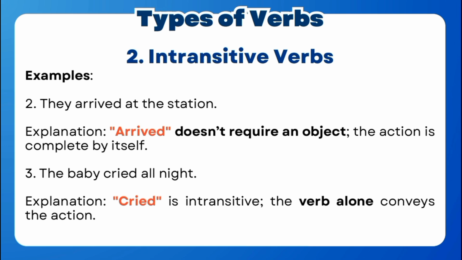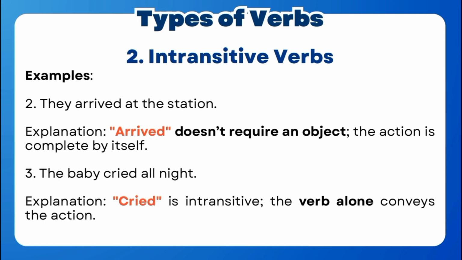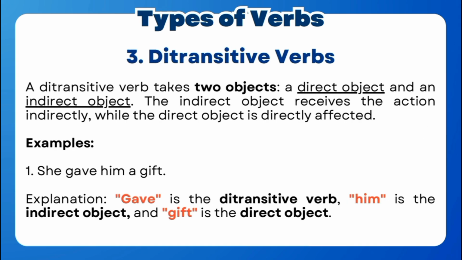Now let's have some more examples. They arrived is complete on its own. Adding at the station provides more detail, but it is not necessary for the verb arrived to make sense. Another one is, the baby cried all night, whereas cried is an intransitive verb, and that verb can stand alone, where it can actually convey meaning.